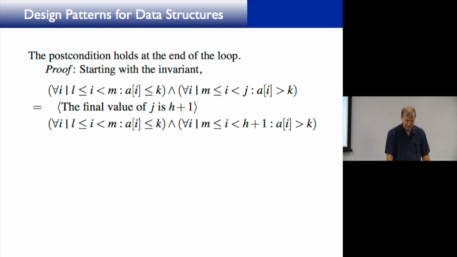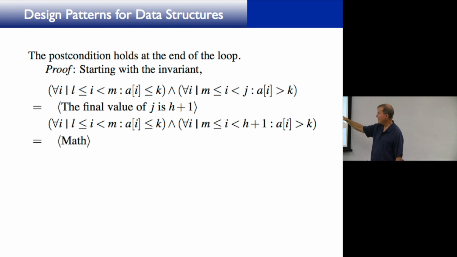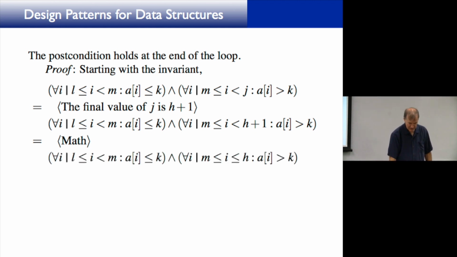So we put h plus 1 in there. Wherever there's a j, we put an h plus 1. And that only happens on this one over here, right? Okay, but now what is i less than h plus 1 mathematically equivalent to? Less than or equal to h. So a little math, that's less than or equal to h.